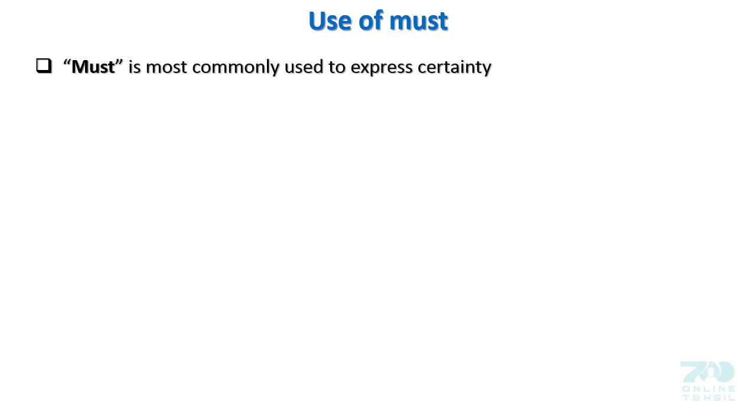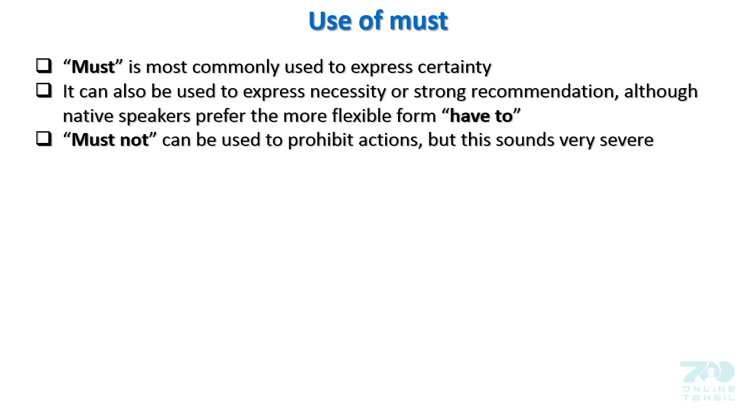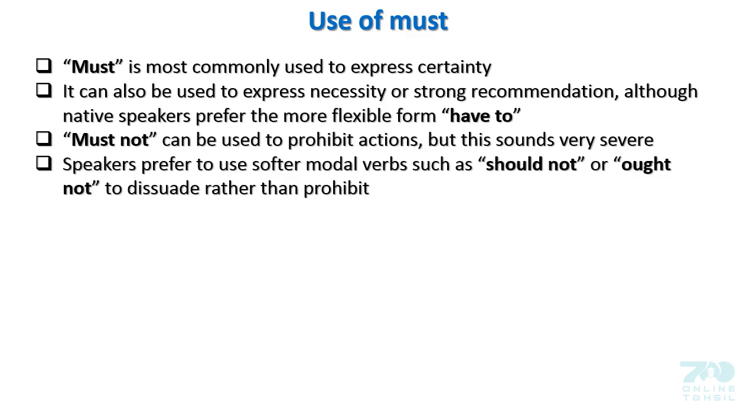Must is most commonly used to express certainty. It can also be used to express necessity or strong recommendation, although native speakers prefer the more flexible form have to. Must not can be used to prohibit actions, but this sounds very severe. Speakers prefer to use softer modal verbs such as should not or ought not to dissuade rather than prohibit.